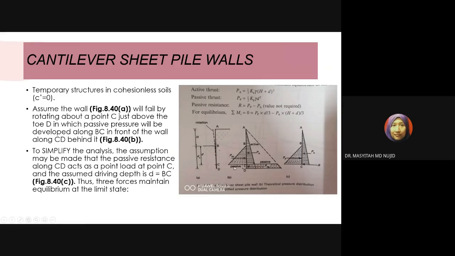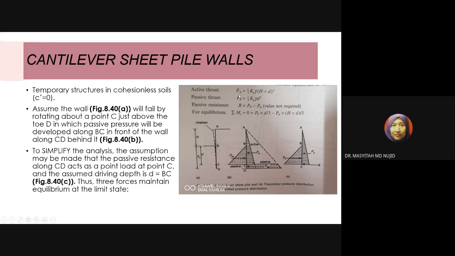8.4c. So look at the difference between figure B and C. Here, you can see that below the point C of the wall, the passive zone has been diminished due to the assumptions made to keep the analysis simple. So what remains is only the active thrust PA at the back of the wall, and also PP in front of the wall. To solve this problem, you have to take the force equation and also the moment equation.